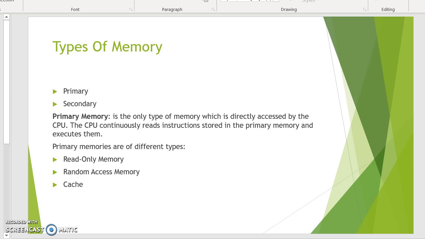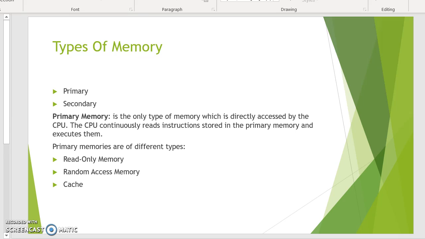Types of memory. We have primary and secondary memory. The primary memory is the only type of memory which is directly accessed by the CPU. The CPU continuously needs instructions stored in the primary memory and executes them. Any data that has to be opened by the CPU is also stored. The information is transferred to various locations through the bus.